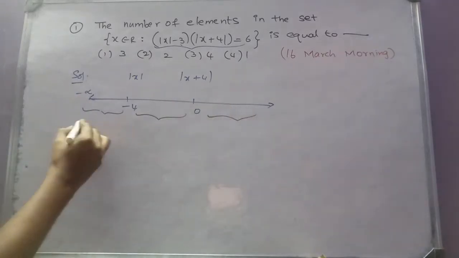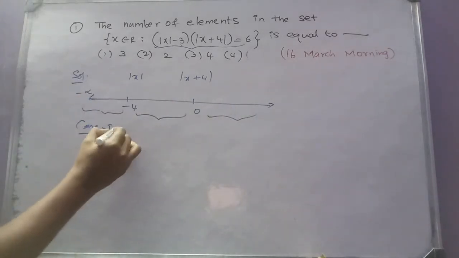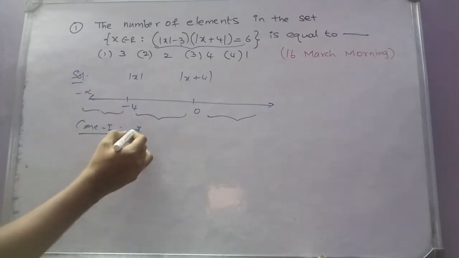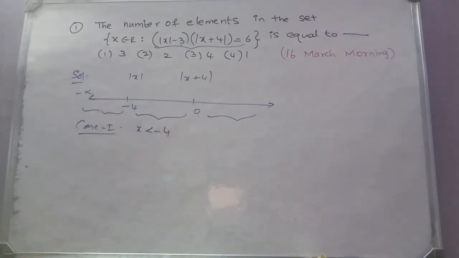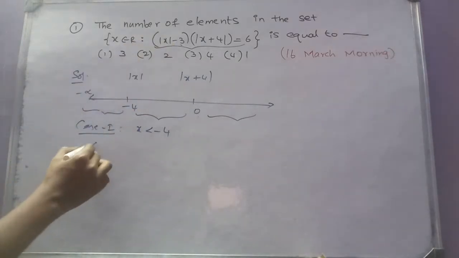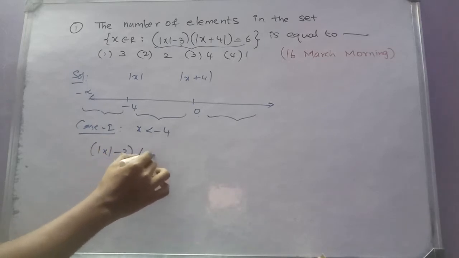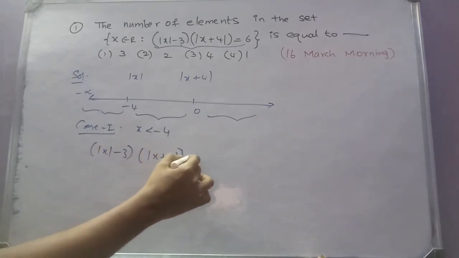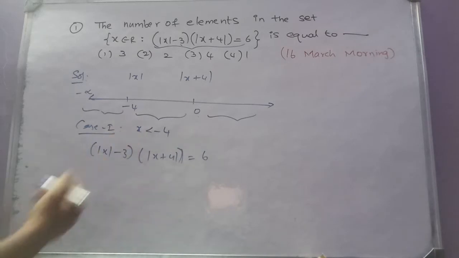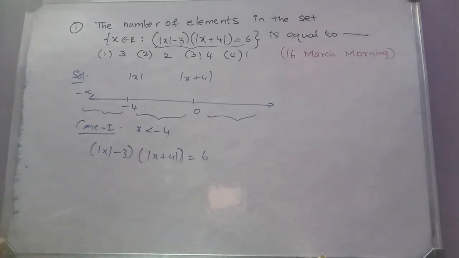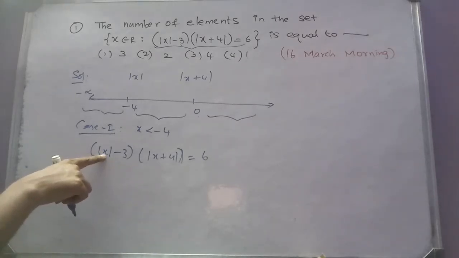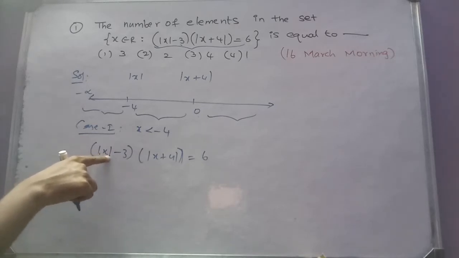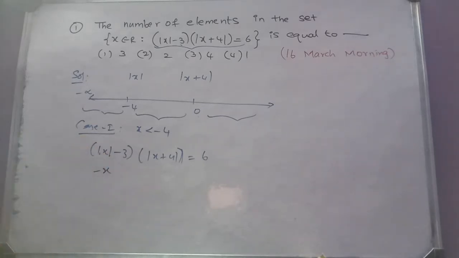So first of all, in case 1, I will take x less than minus 4. So please understand that if x is less than minus 4, then what happens to the equation mod x minus 3 into mod of x plus 4 is equal to 6? Since x is less than minus 4, take any number less than minus 4, for example, minus 5. If x is minus 5, x is negative. If x is negative and if I remove modulus, it will change its sign. It will become minus x. Important.